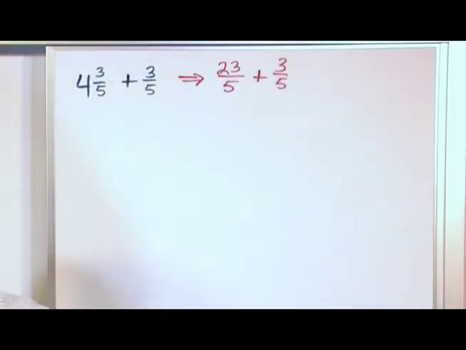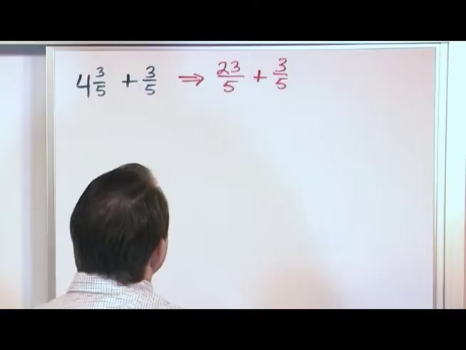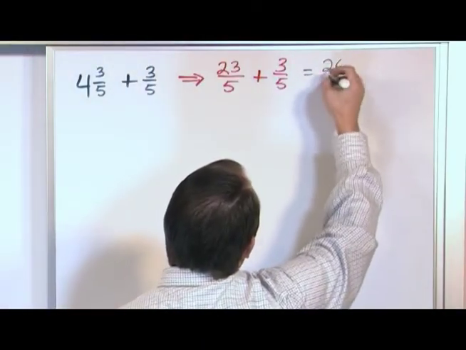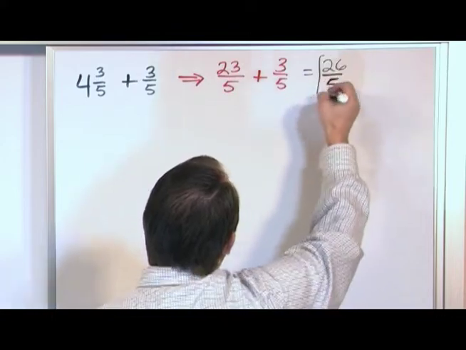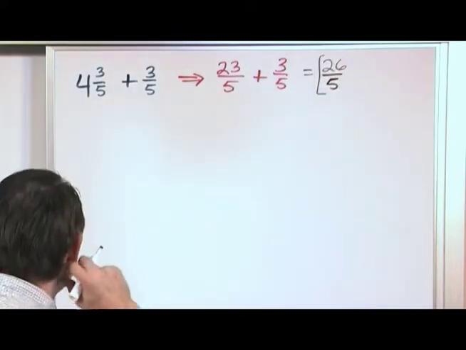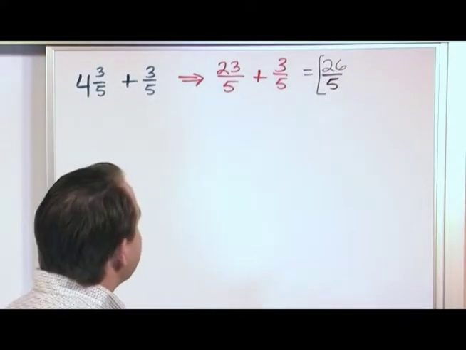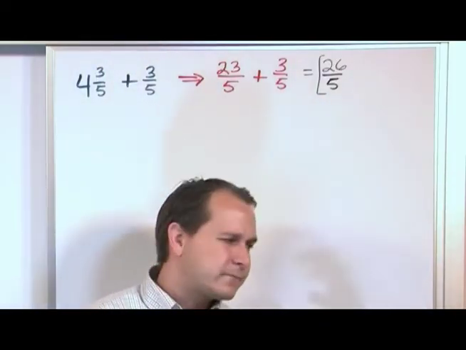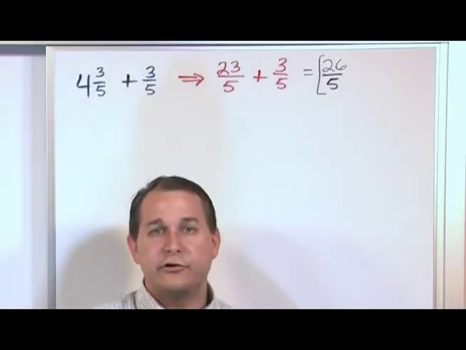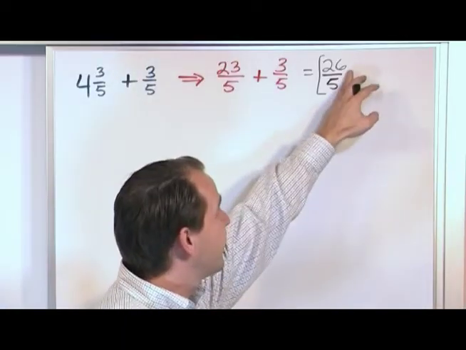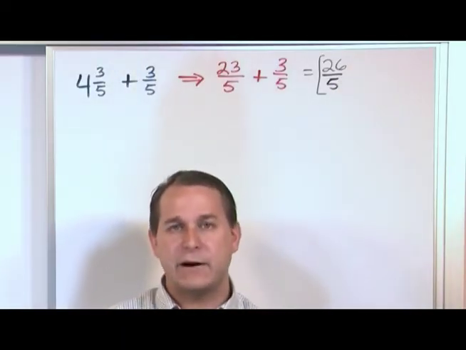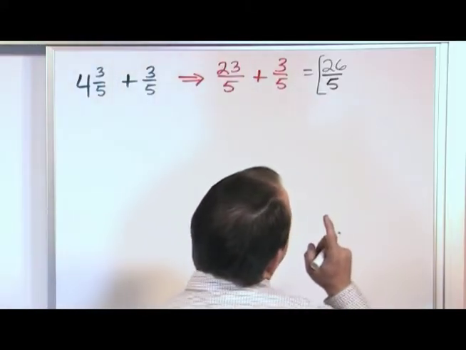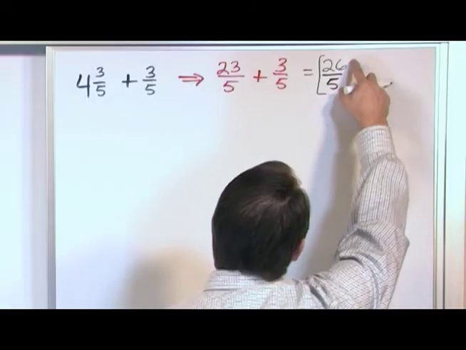And now the same rules pick up. I mean, there's nothing different. 23 plus 3 is 26. And on the bottom, you still keep the number, which is 5. So 26 fifths. Now again, in algebra, you're almost always going to leave it like this. But, you know, occasionally a teacher might ask you to take this improper fraction and convert it back into a mixed fraction. And that's very easy also, because don't forget, fractions are really just division.